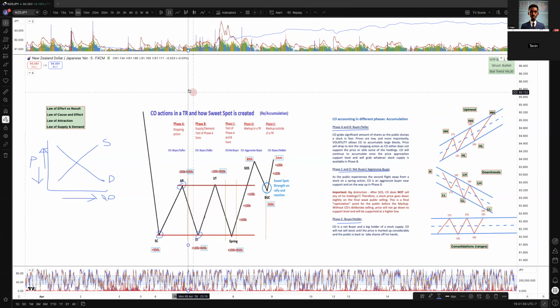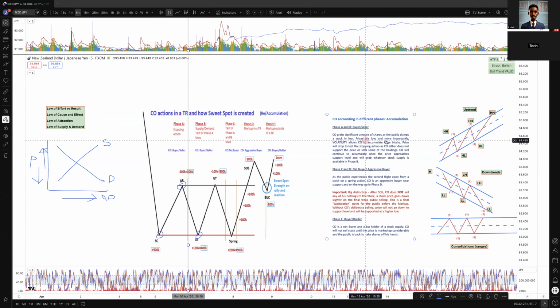Okay, so remember, phase A is stopping the trend. This was, like I talked about before, if you want to put $1 million of anything in there, you're not going to put it all in at one point. You put it all in there, it's going to move the market way too far, and it's going to be obvious that that's what you're trying to do. So if we look at phase A through the verbiage, the CO grabs a significant amount of shares as the public dumps the stocks in fear, right? That fear is fueled by the law of attraction and cause and effect through the news, through whatever.